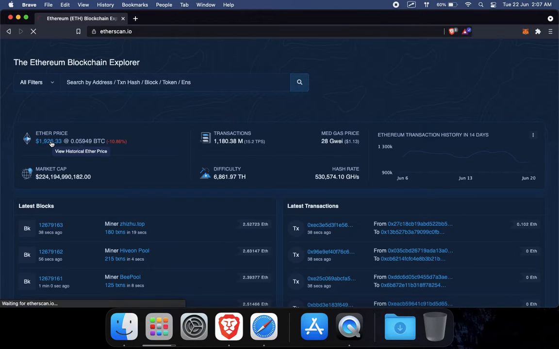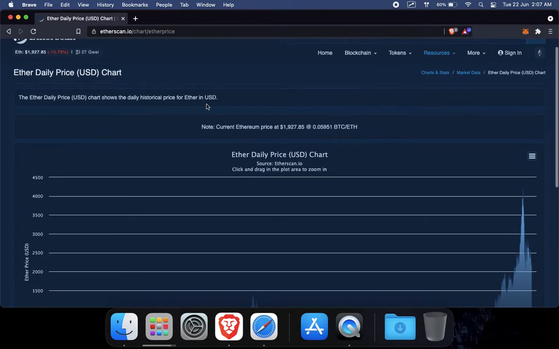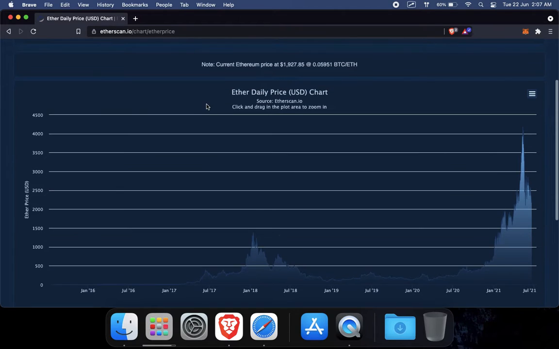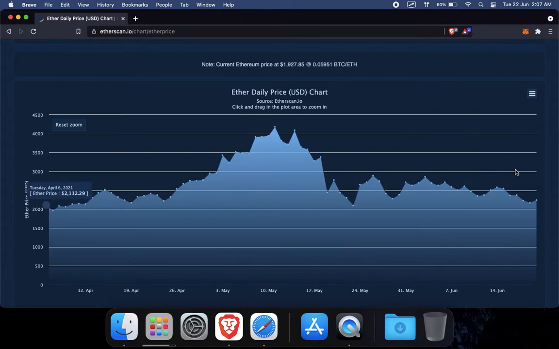So if I click on this, you can view the historical Ethereum price, right? Ether daily prices USD chart. Now it looks very cramped in the corner. Over here it's fine, you can see it, but it's very cramped over here. So what you can do is zoom in by pulling your mouse, and then it just zooms in, right? So this is from April to June. So I can see the price going up and going down.